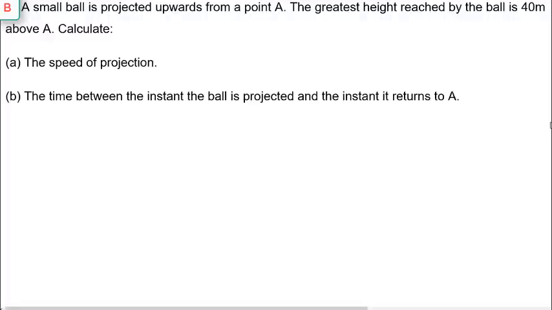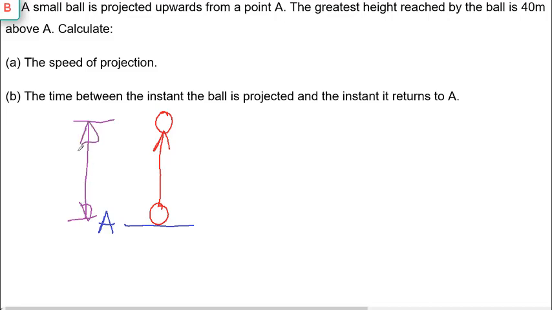So in this problem, we have a ball that's projected upwards from point A, which is at ground level. So here we have point A, which we can say is there. And this ball is projected, so it starts here and it's projected upwards up to a point there. And it's asking us for the speed of projection, and it gives us that the highest height the ball reaches is 40 meters. So therefore, this height here is 40 meters.